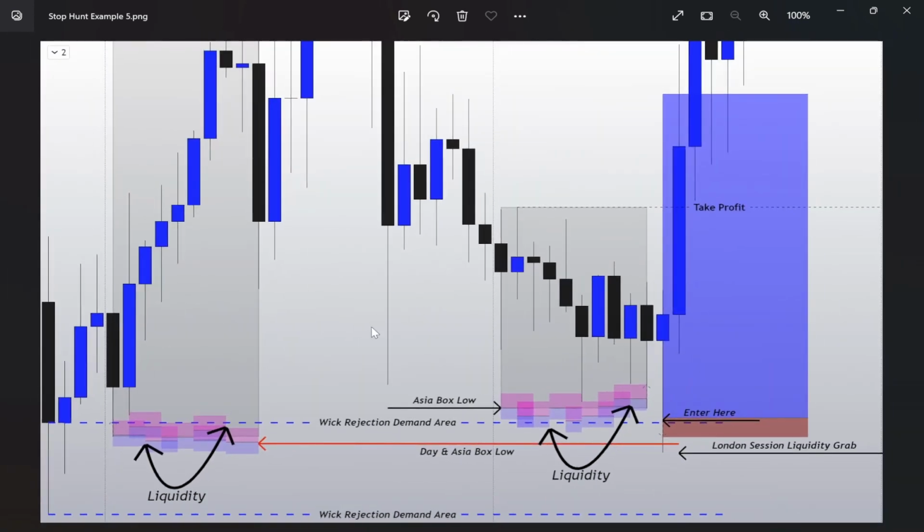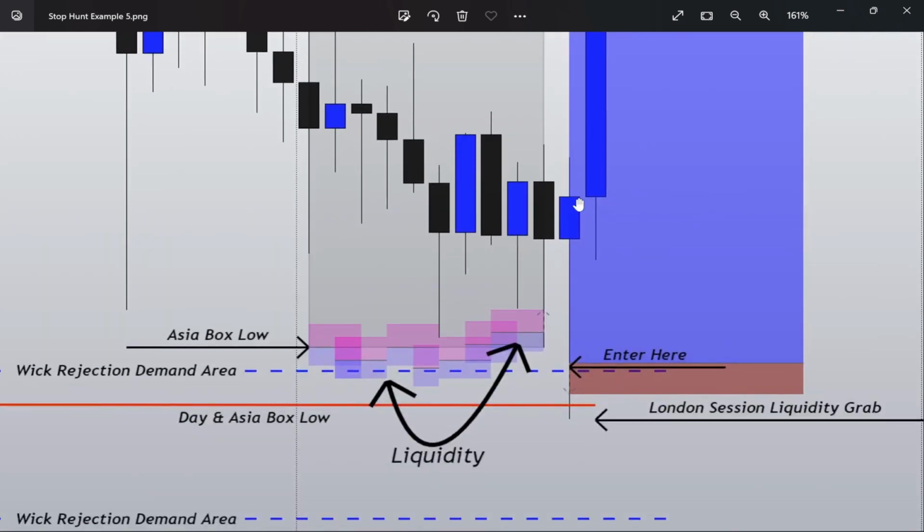So now, what do we need? We need to see the first move out of the London session. So the first move out of the London session right here. This is 8 a.m. Pay attention and look at your charts. Around 8 a.m. is usually when London session stop hunts occur. Go on, backtest your charts and you will see what I am talking about.